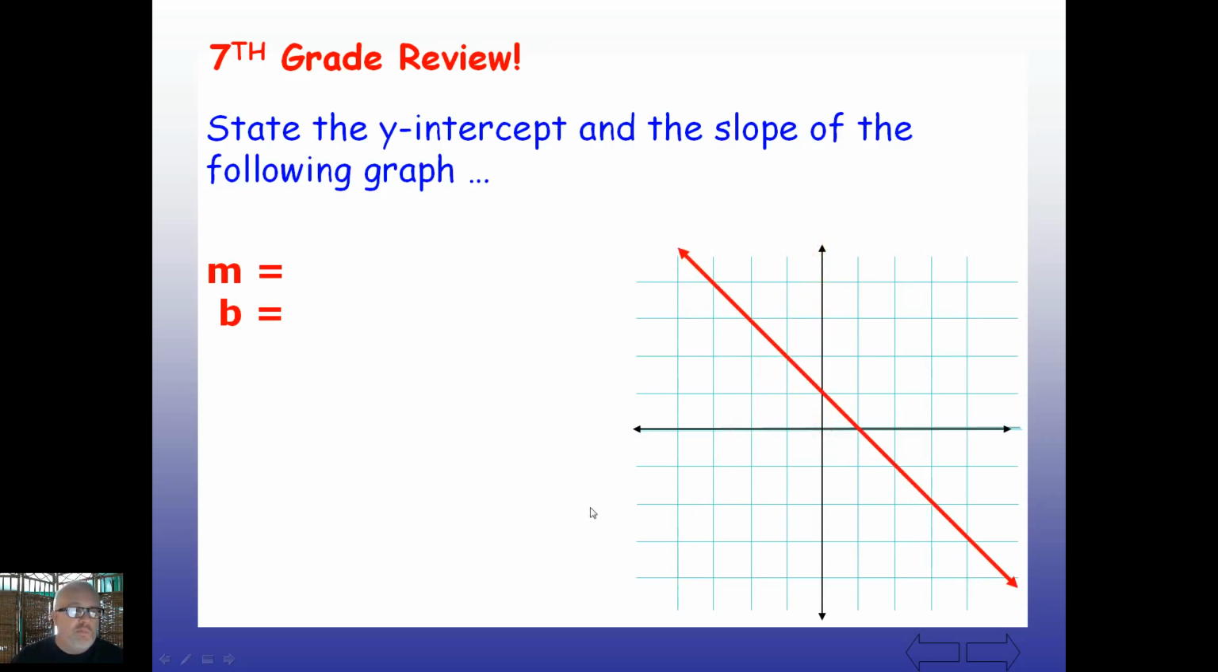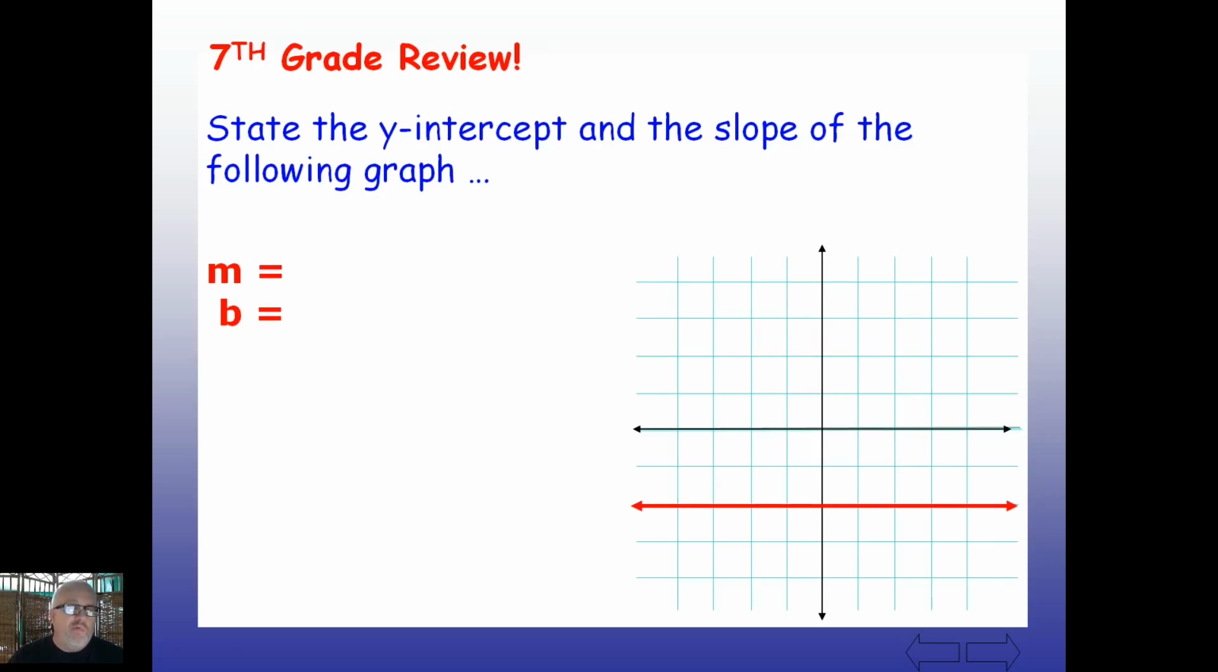How about this one here? Looks like a negative slope, so what do you think the slope here is? Let's see, pick any 2 points. How about this one and this one? Down 1, over 1. Where does it cross the y-axis? Looks like it crosses at positive 1. So how about a slope of negative 1 with a y-intercept of 1?